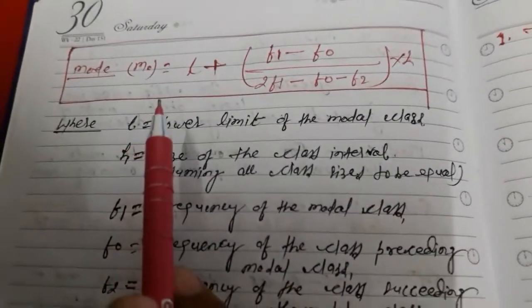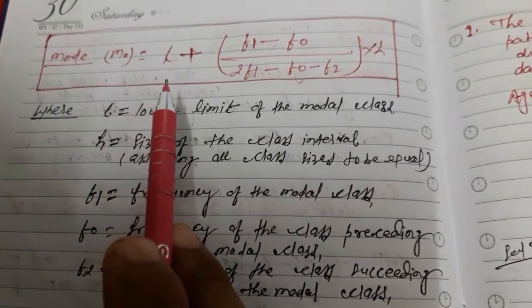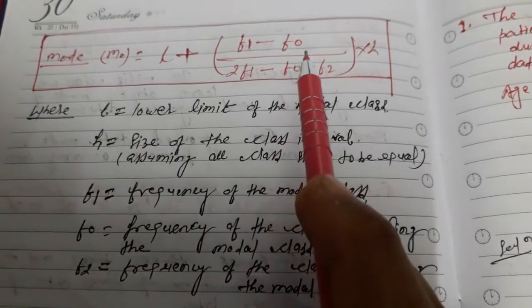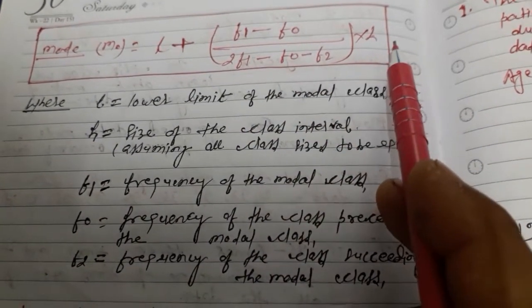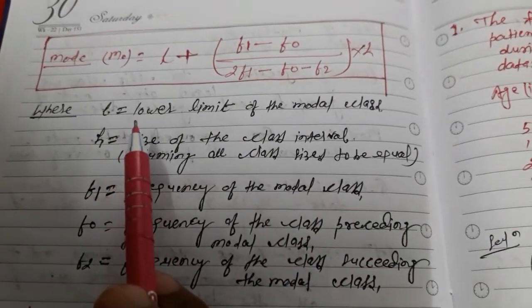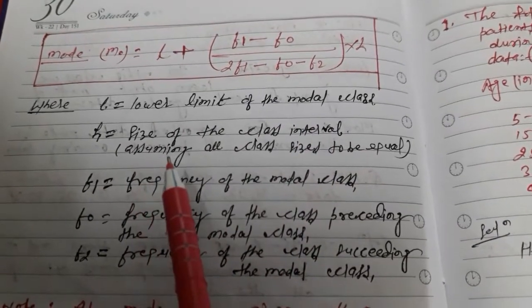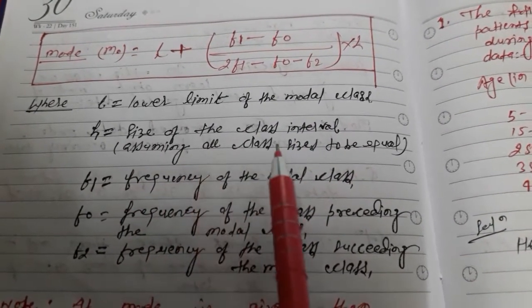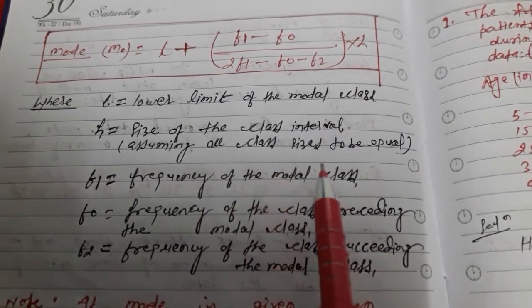See here the formula for mode for grouped data. Mode M0 equals L plus (f1 minus f0) upon (2f1 minus f0 minus f2) into h. Here there are so many terms. So what is L? L is the lower limit of the modal class. h is the class size, or size of the class interval, assuming all class sizes to be equal.